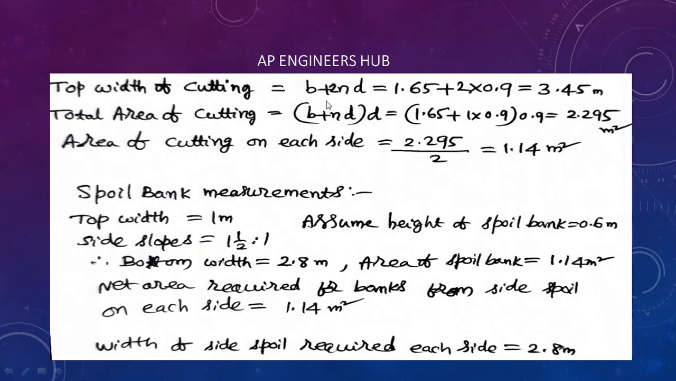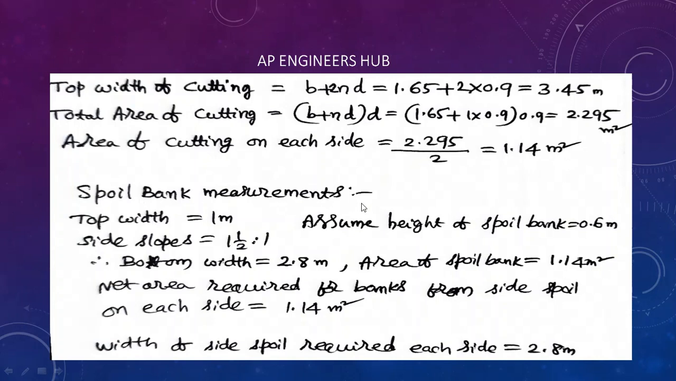Top width of cutting is equal to B plus 2 N D. Here N is 1 is to 1 slope. Therefore 3.45 meters. Total area of cutting is equal to (B plus N D) into D, which is 2.295 square meters. Area of cutting on each side is 2.295 by 2, equal to 1.14 square meters.